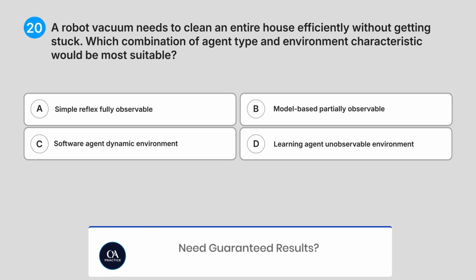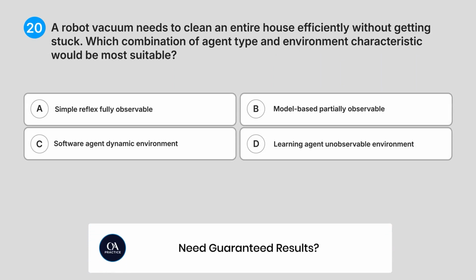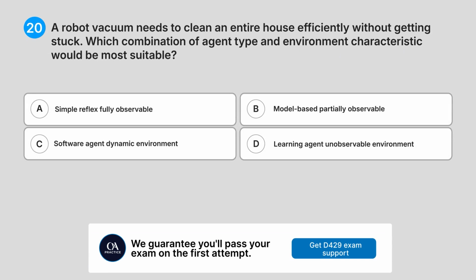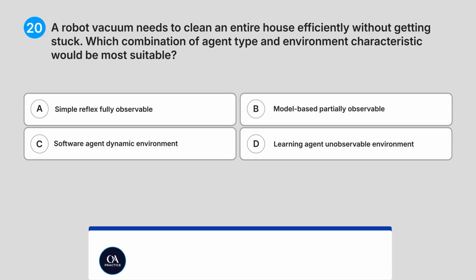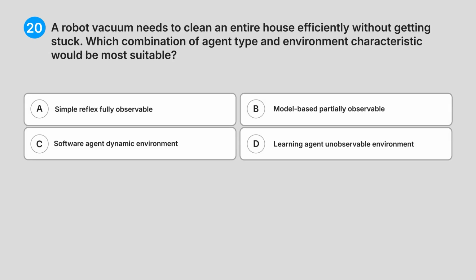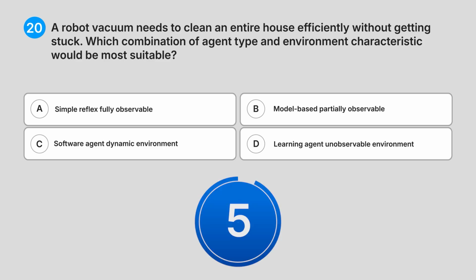20. A robot vacuum needs to clean an entire house efficiently without getting stuck. Which combination of agent type and environment characteristic would be most suitable? A. Simple reflex, fully observable. B. Model-based, partially observable. C. Software agent, dynamic environment. D. Learning agent, unobservable environment. Do you know the answer?